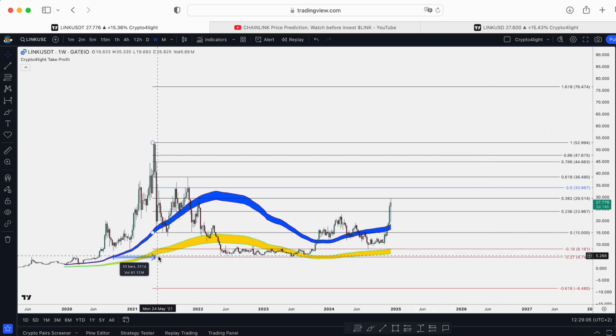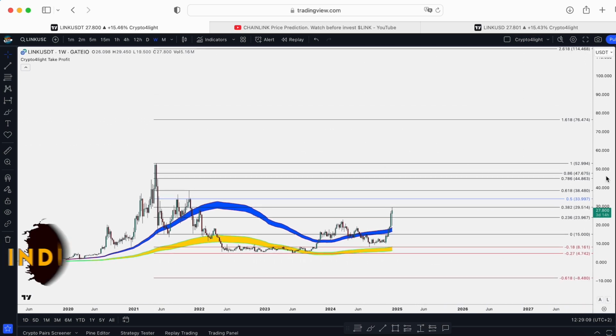So guys, all updates I showed you. Write please in a comment what is your top for Chainlink for this bull run.